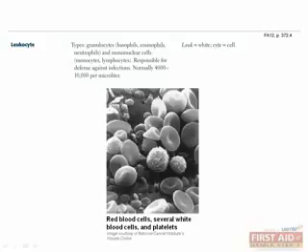This scanning electron micrograph shows red blood cells, several white blood cells including lymphocytes, a monocyte, a neutrophil, and many small disc-shaped platelets. You can see that the red blood cells and platelets greatly outnumber the white blood cells.